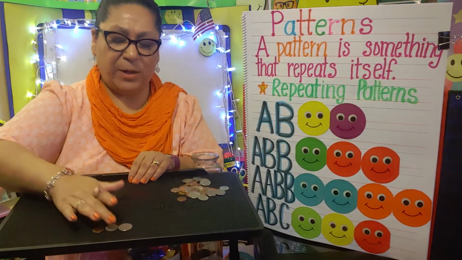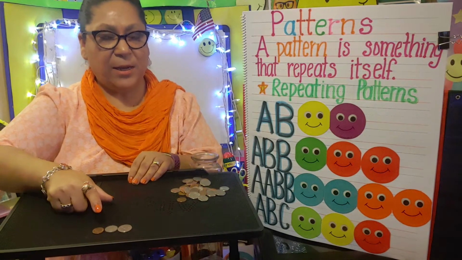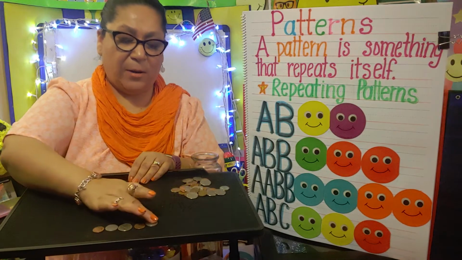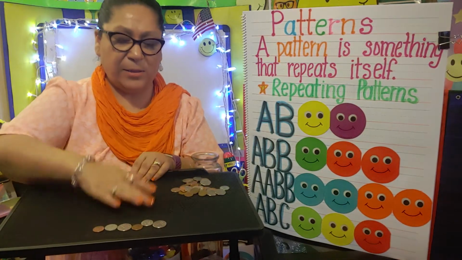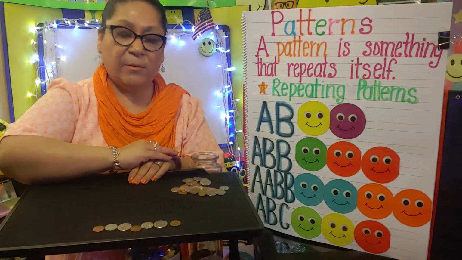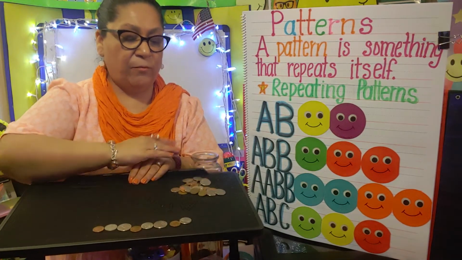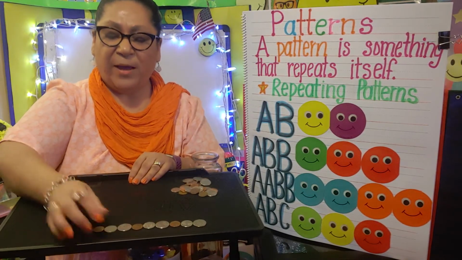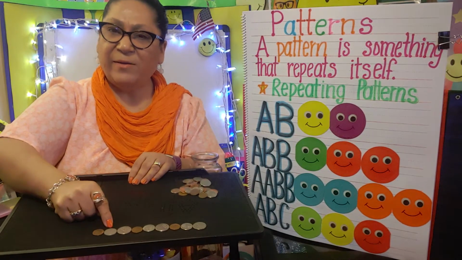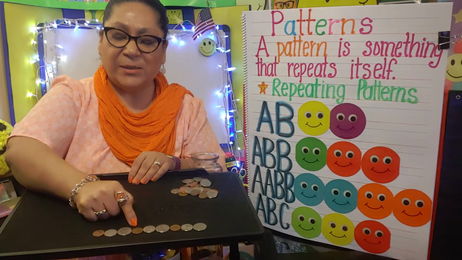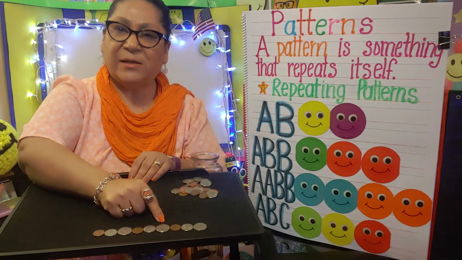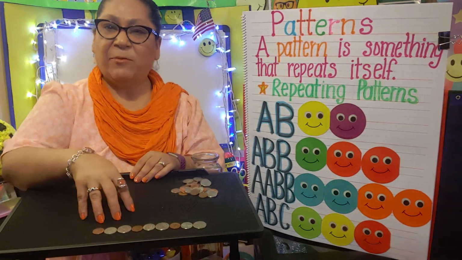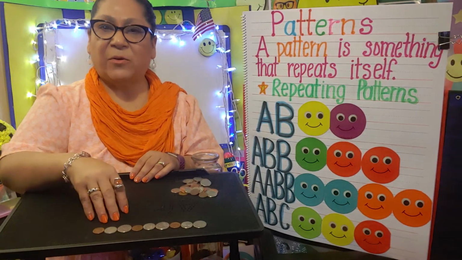What would the next one be? If it goes ABC, ABC, penny, nickel, quarter. Penny, nickel, quarter. Next, penny, nickel, quarter. You can even practice the value. We can even say 1 cent, 5 cents, 25 cents. 1 cent, 5 cents, 25 cents. See how we're practicing everything? We're practicing our patterns. We're practicing the name of the coins. We're practicing the value of the coins.